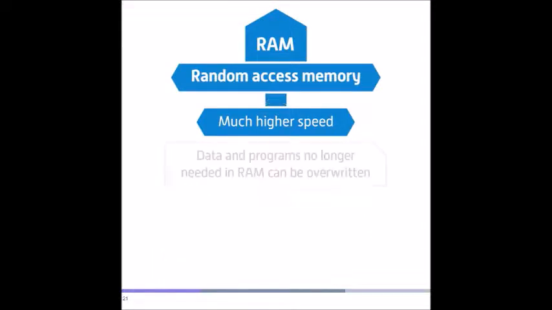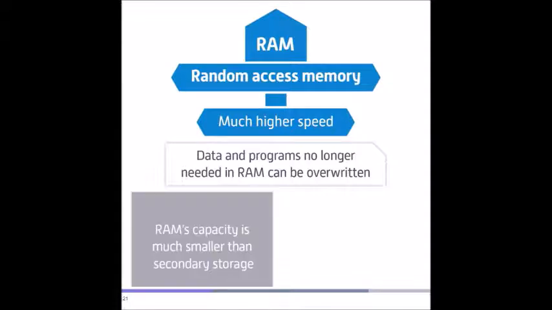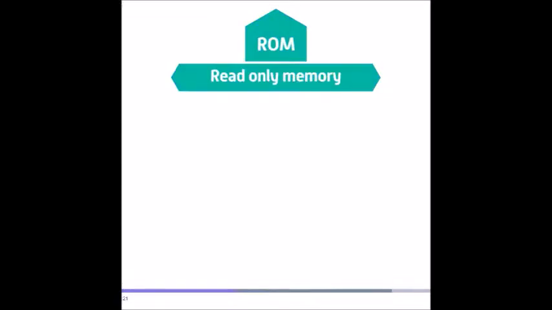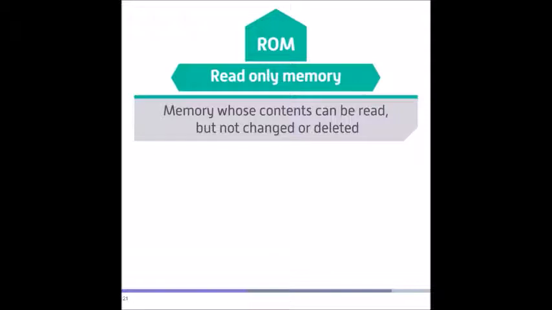Once programs and data are no longer needed in RAM, they can be overwritten. Although RAM is faster than secondary storage, its capacity is usually much smaller. RAM is also volatile, meaning its contents are lost when the computer is shut down. ROM stands for read-only memory, which is a type of memory whose contents can be read, but not changed or deleted. Accordingly, ROM usually contains data that is never expected to be changed.